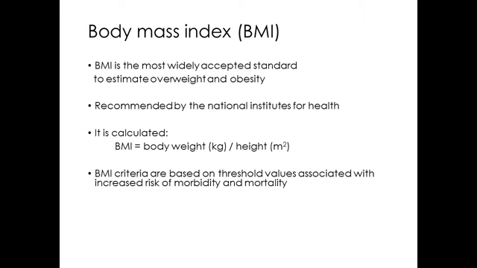The BMI criteria are based on threshold values associated with increased risk of morbidity and mortality. What that means is the BMI criteria are set because once you go over a certain BMI, you are at increased risk of morbidity, so conditions like diabetes, cardiovascular disease, cancer, and that in turn increases your risk of mortality, so death from those conditions. Now each ethnic group has slightly different BMI criteria, so the BMI criteria that I refer to will be applicable for Europeans and Americans.